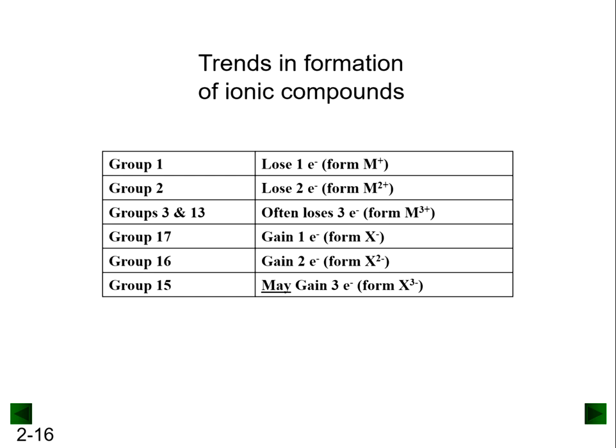Group 1, those elements, the alkali metals, they tend to lose one electron to form a monocation. That is a metal with one plus charge. Group 2 tends to lose 2 electrons to form a dication, or a metal with 2 plus charges. Groups 3 and 13 generally lose 3 electrons to form a metal with 3 plus charges on it.